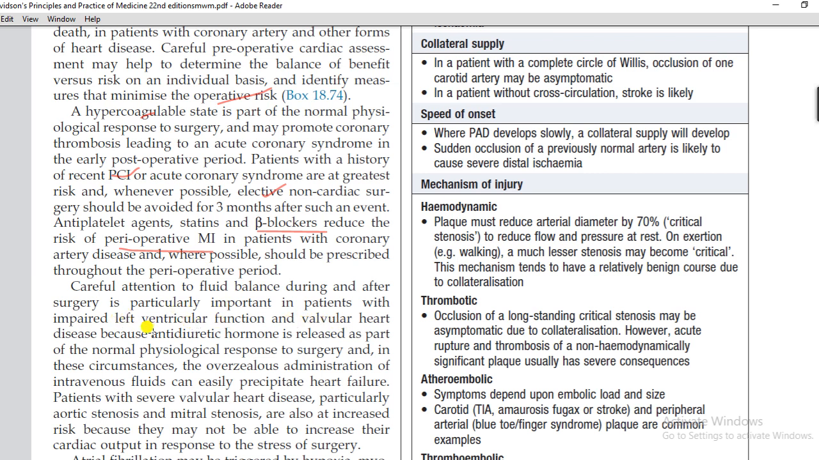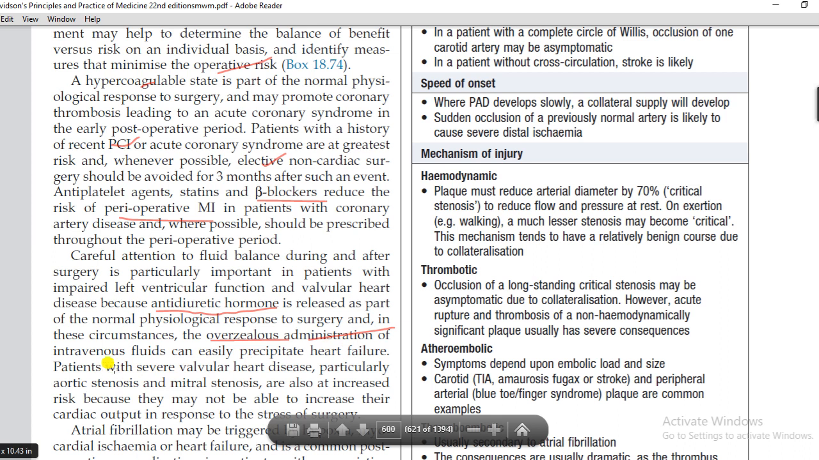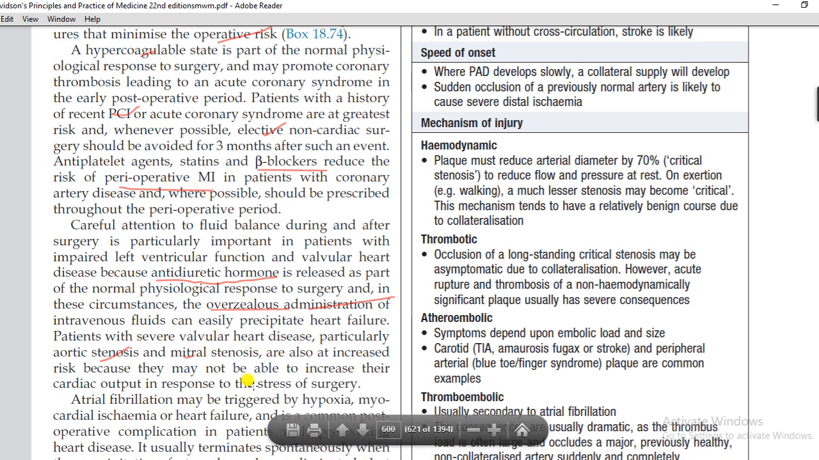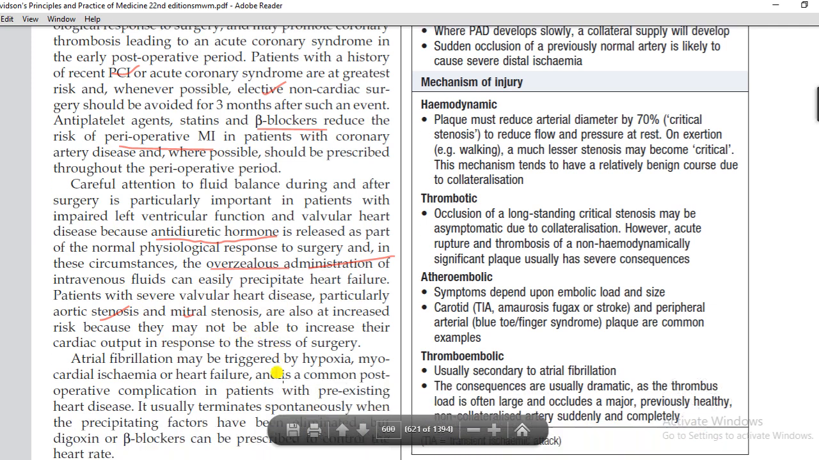valvular damage. This is because antidiuretic hormone is released as part of the normal physiological response to surgery, and in these circumstances the overzealous administration of intravenous fluid can easily precipitate heart failure. Patients with severe valvular heart disease, particularly aortic stenosis and mitral stenosis, are also at increased risk because they may not be able to increase their cardiac output in response to the stress of surgery.